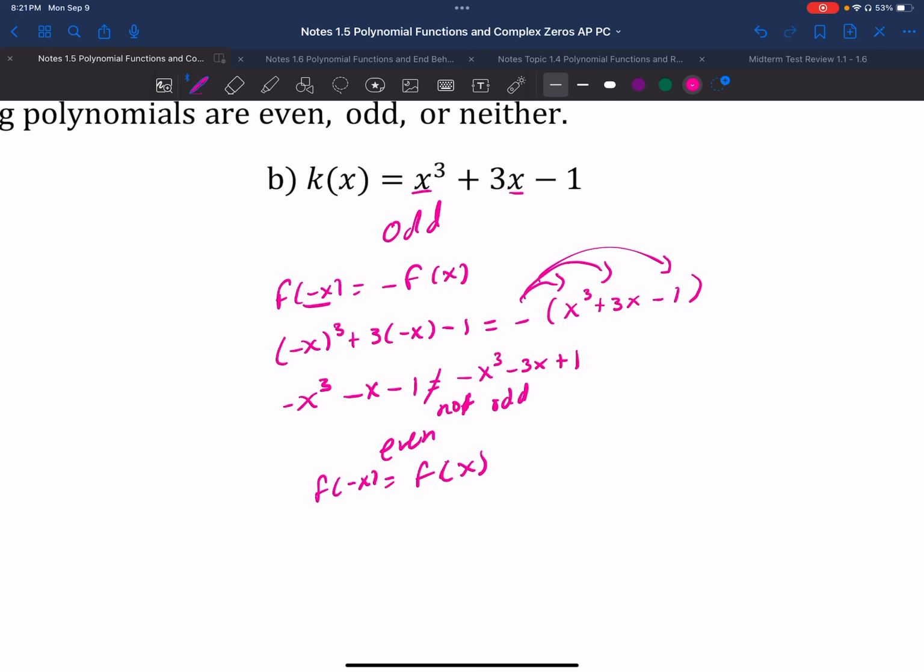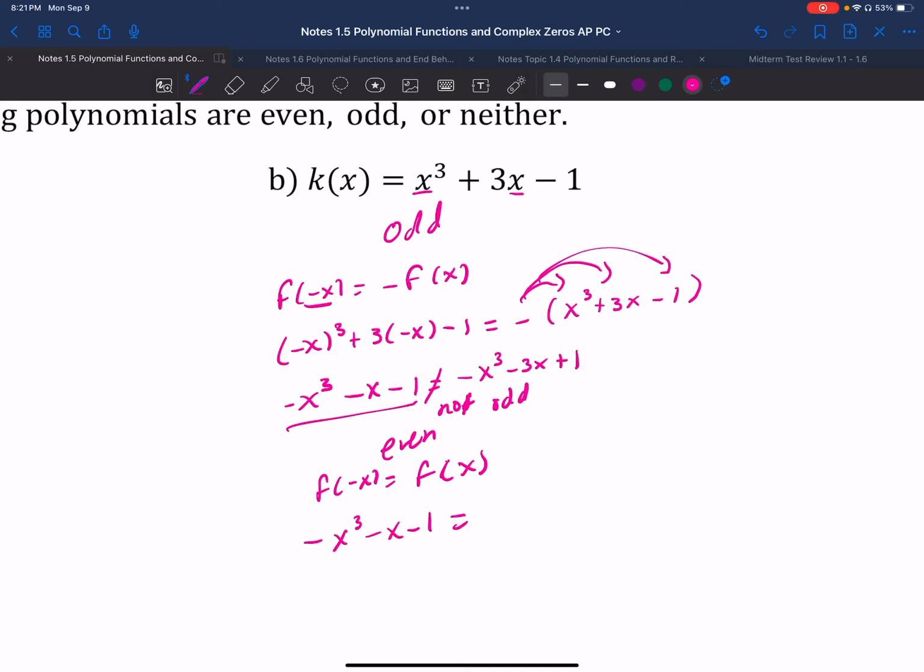I know I'm using f, you can use k if you want, but it's just easier for me. So again, I'm going to recycle this work, negative x cubed minus x minus 1, and see if it's equal to my original x cubed plus 3x minus 1. I notice that they are not the same, so it's also not even. So I'm going to say that my function is neither.